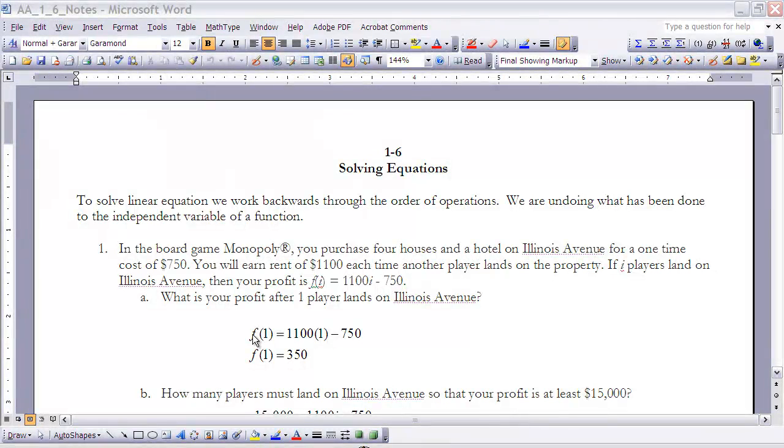Well, really what we're doing here is evaluating that function when I is 1. So I'm going to put 1 in for I. So f of 1 is 1,100 times 1 minus 750, which would be $350. So that means that the profit would be $350.